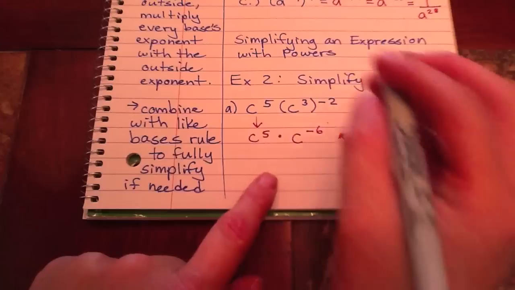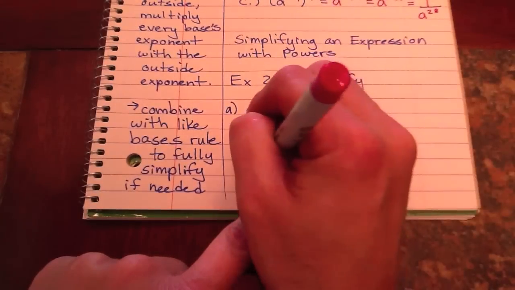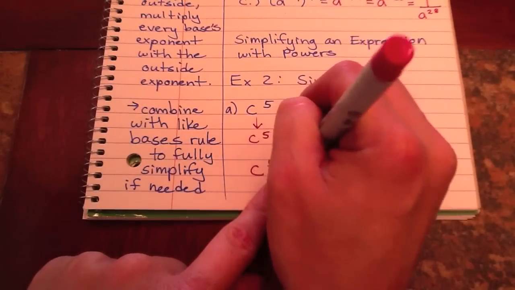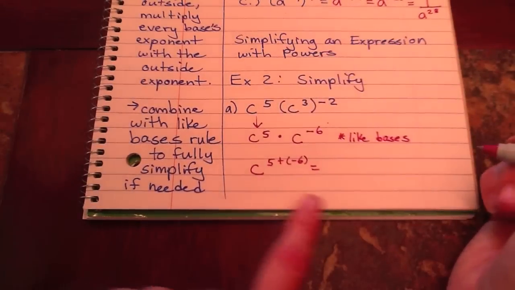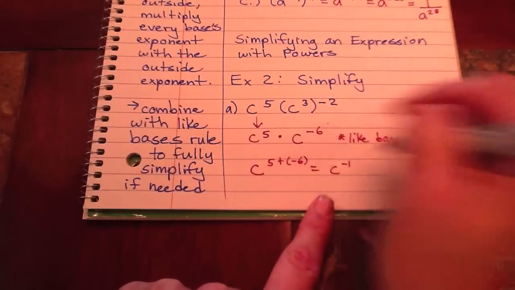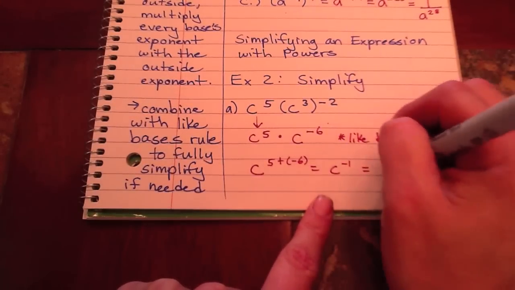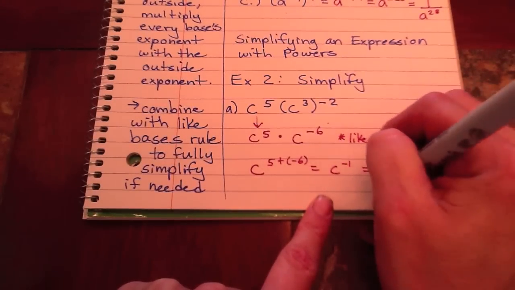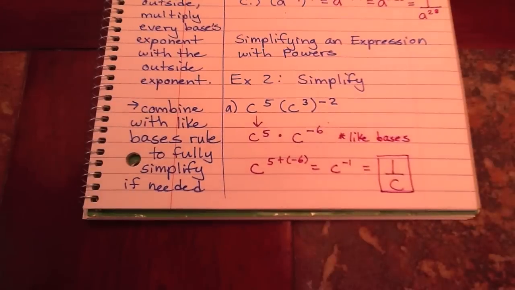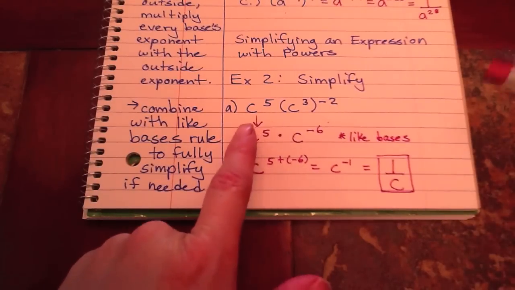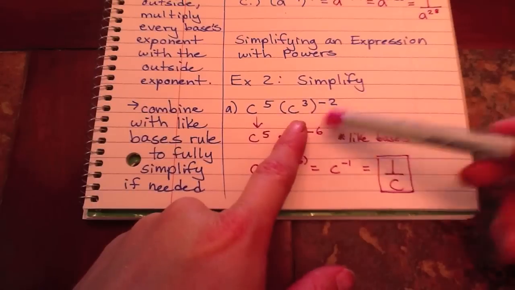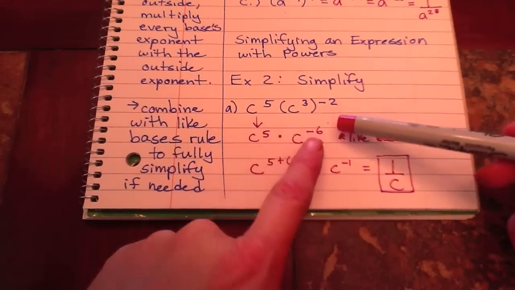Once you're at like bases, bring the base down, 5 plus a negative 6, and that becomes a negative 1, and you never write your answers with a negative exponent, you just move them in the fraction to make them positive. Remember, I don't need first power once it's just a 1. So hopefully everyone saw I just did that. This was c to the 5th times this right here. I needed to simplify that first.